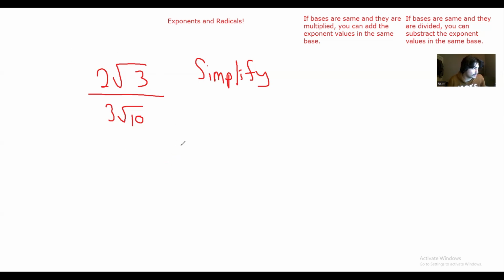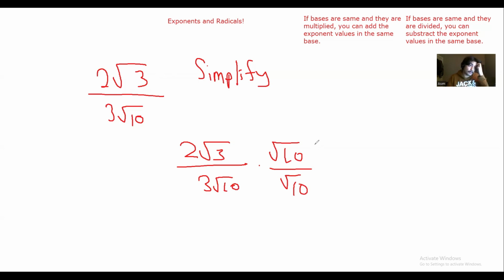So first of all I will say 2 times radical 3 divided by 3 times radical 10, and I want to multiply this by radical 10 over radical 10. Guys, why am I multiplying this fraction by radical 10 over radical 10? Radical 10 is equal to radical 10, right? So if I divide something by something equal to it, I end up with 1. If I multiply something by 1, I'm not changing it. That's just changing its appearance, so I can make it simpler. It could make my life easier. That's what I'm trying to do.